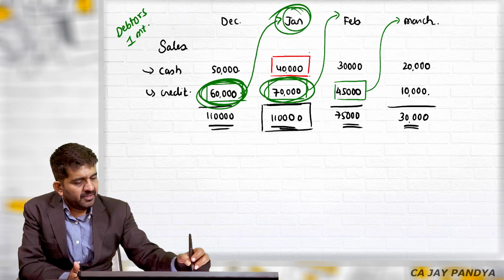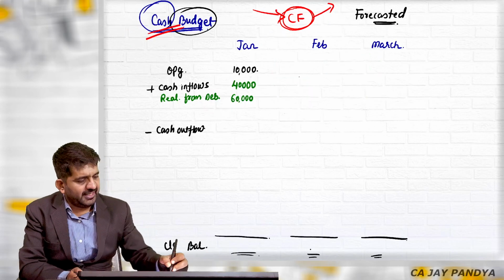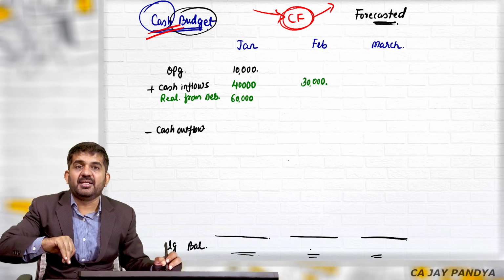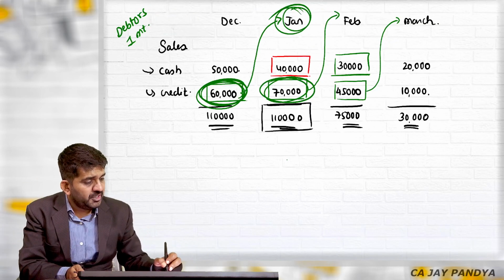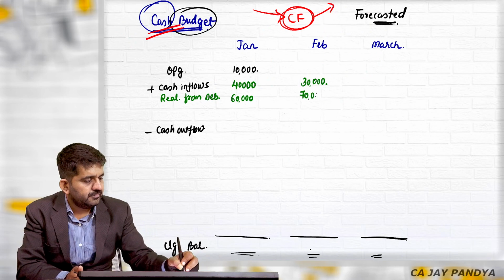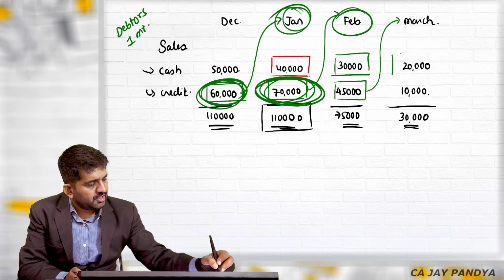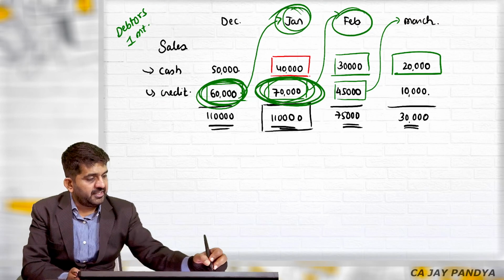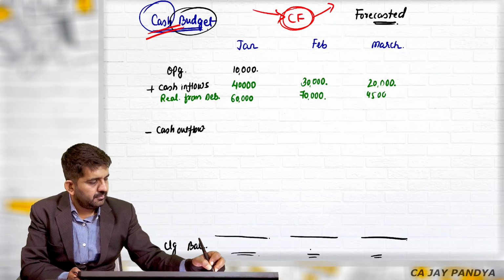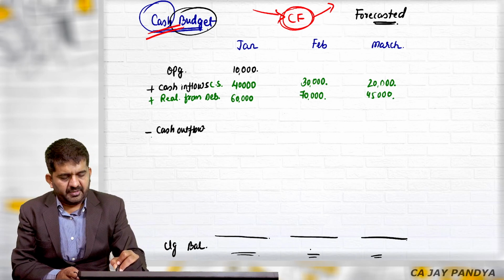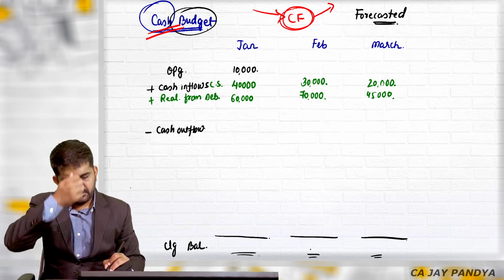Similarly, Feb. What is my cash sales? 30,000. That I can directly write down. But now January sales will be realized in Feb. So in Feb, the credit sales which will be realized are of January, which is 70,000. Again for March, cash 20,000. But credit sales I will realize from debtors, which was sold in February. So 45,000 will be written over. They are cash inflows. This is cash sales. This is realized from debtors. They are cash inflows, so I'll be adding them.